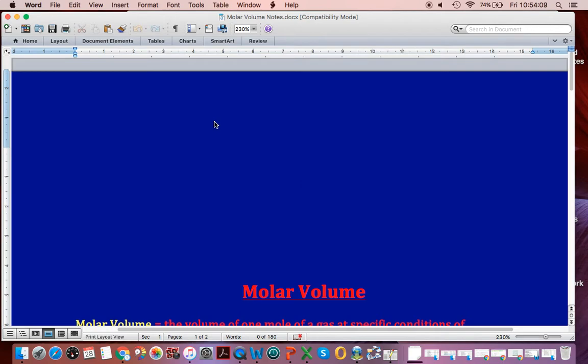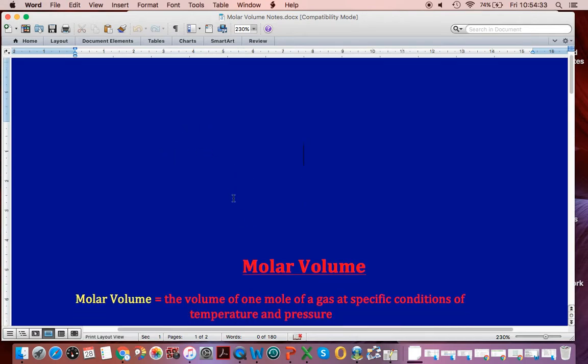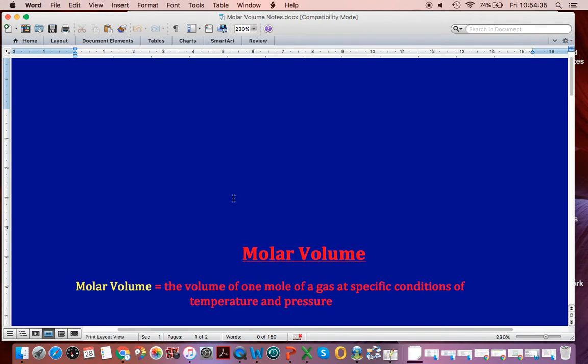Good day. We are looking at something called molar volume. This applies to gases, and hopefully you're getting used to things. Molar mass means the mass of 1 mole of particles. Molar volume means the volume of 1 mole of gas under certain conditions. The certain conditions typically are going to be temperature and pressure, both of which can affect the volume of gas greatly. So there's our definition.